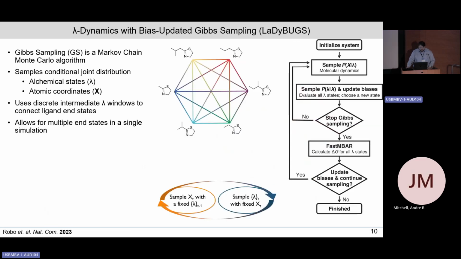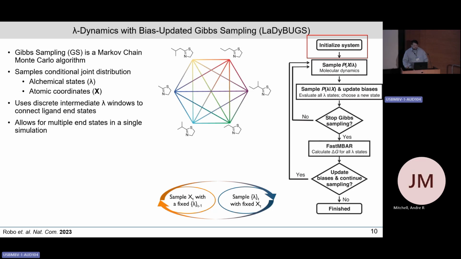And to get into more detail about lambda dynamics with bias updated Gibbs sampling, or LaDyBUGS as we like to call it, it's going to be following a Gibbs sampling, which is a Markov chain Monte Carlo algorithm, which samples a conditional joint distribution. And we're going to have alchemical states lambda and atomic coordinates. And just like with thermodynamic integration, or FEP, we're going to be using discrete intermediate lambda windows to connect those ligand end states.